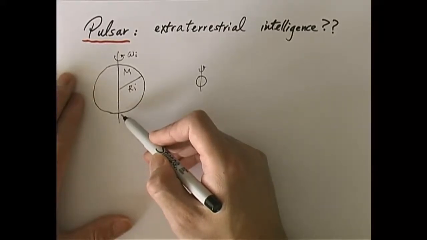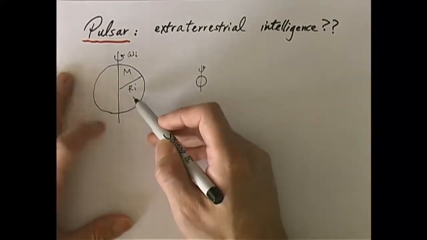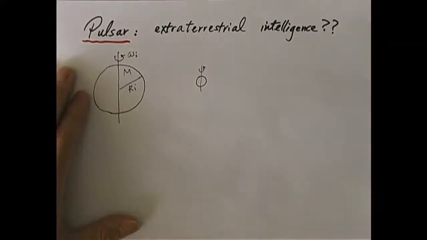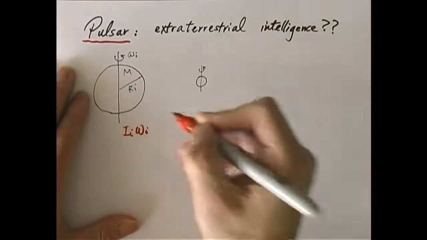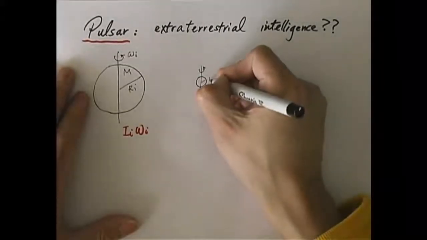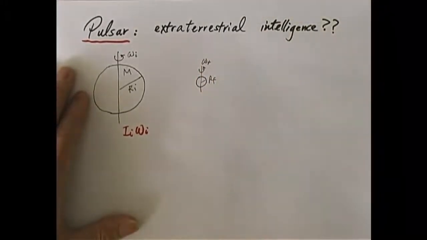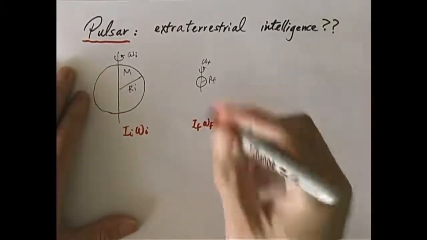How do you calculate the angular momentum? Well, it's I times omega. If you roughly treat the star as a rigid body, it's I times omega. So the initial angular momentum is I initial omega initial. And the final angular momentum, when it becomes much smaller, if the radius is r final and it spins with omega final, would be I final omega final.